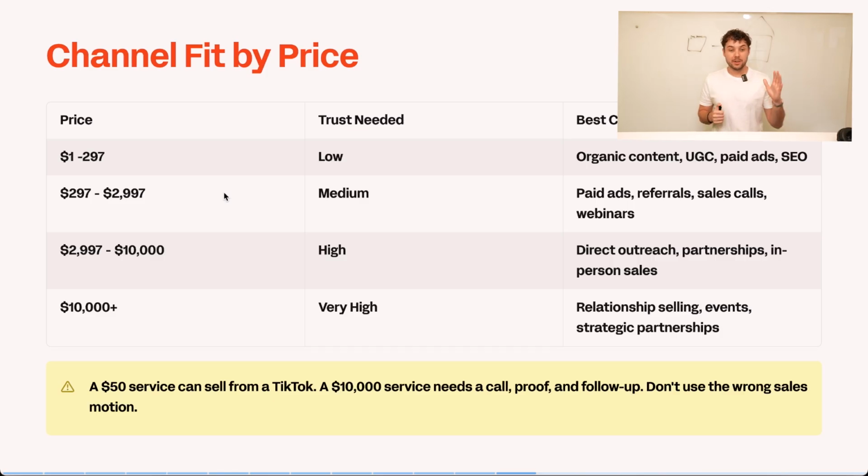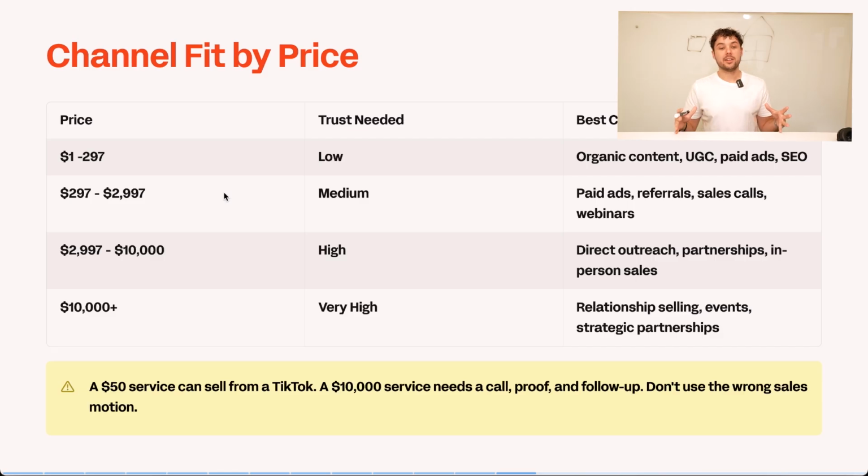Next, if you're selling a service anywhere from $3,000 to $10,000, there's a lot of trust that's needed, and this is usually done through just direct one-to-one outreach or partnerships, kind of like the real estate example, how you're partnering with a real estate agent, or even in-person sales, okay? So you are literally going to an event, or going to a restaurant, or going directly door to door to the customer, to the business owner, and pitching your service in person.